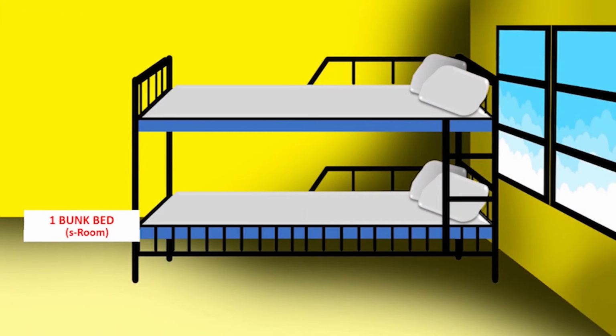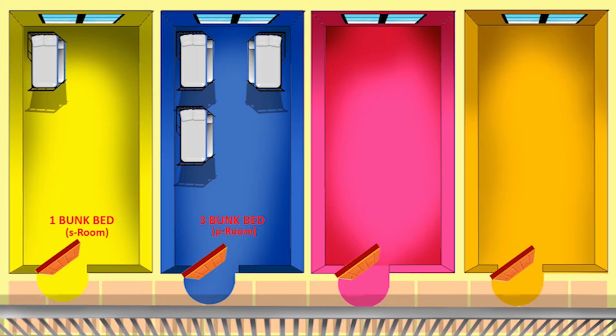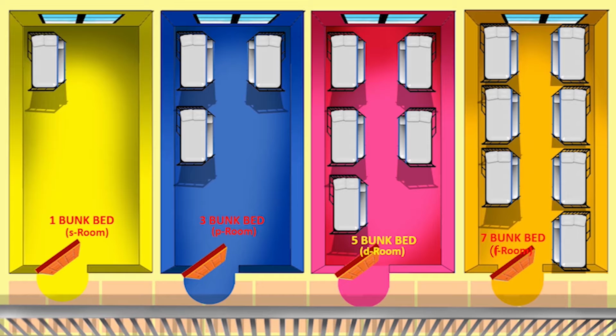It has only 1 bunk bed. The P room is a little bigger. It has 3 bunk beds and can be arranged in 3 ways. The D room has 5 bunk beds and that can be arranged in 5 ways. The biggest room is the F room. It has 7 unique bunk beds that are arranged in 7 different ways.